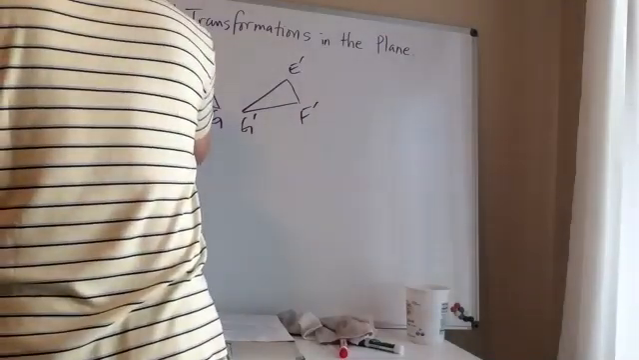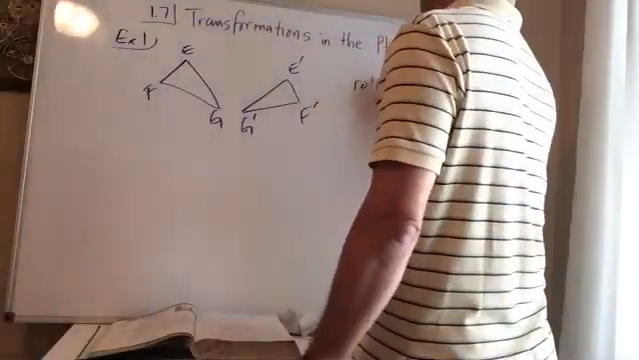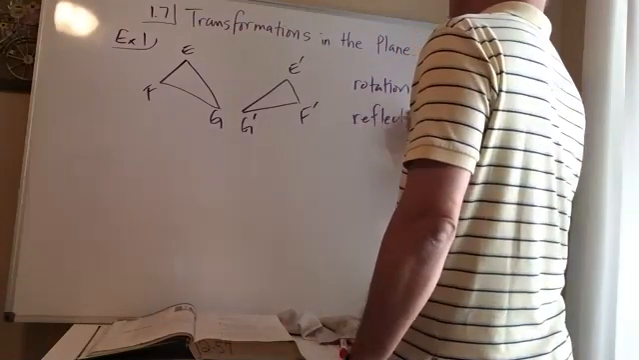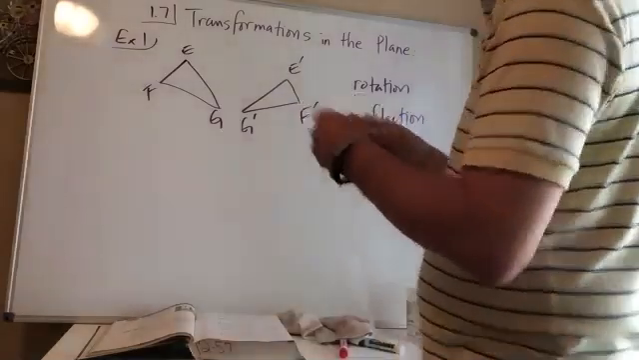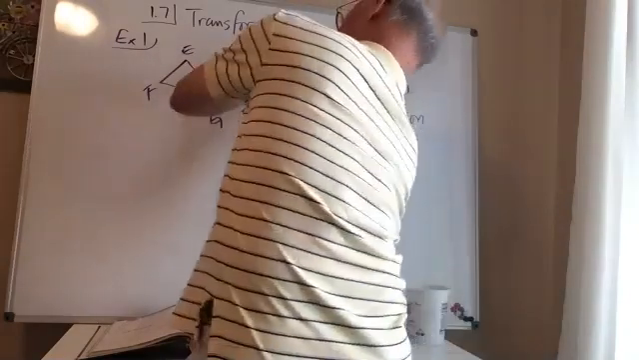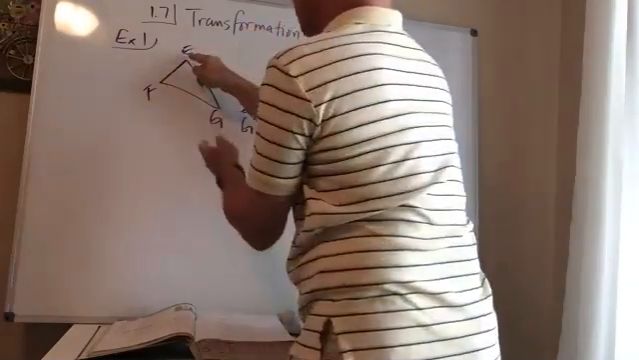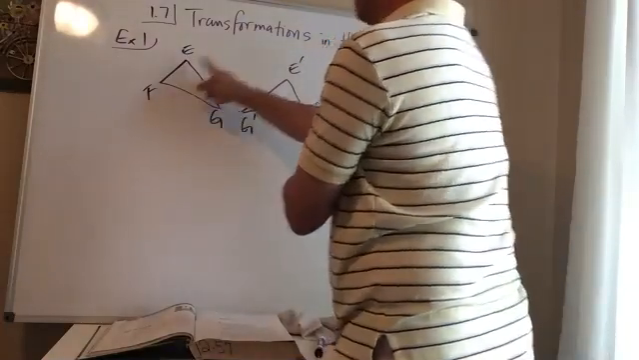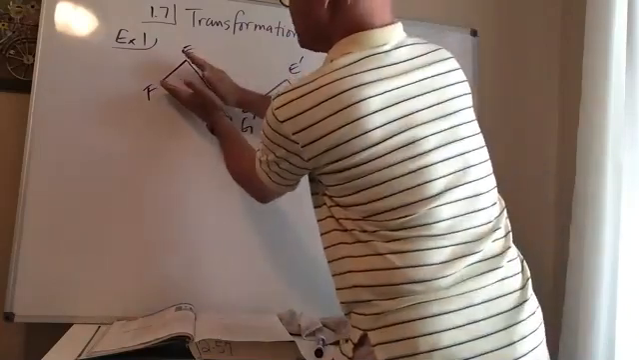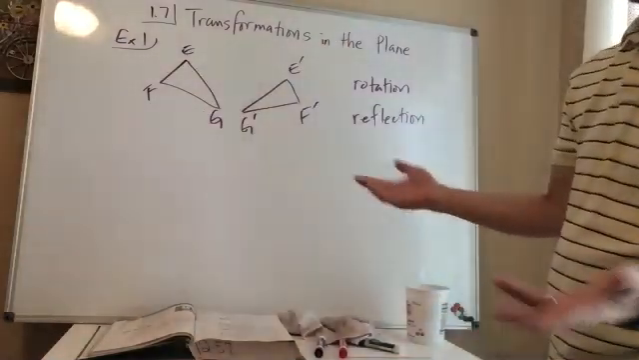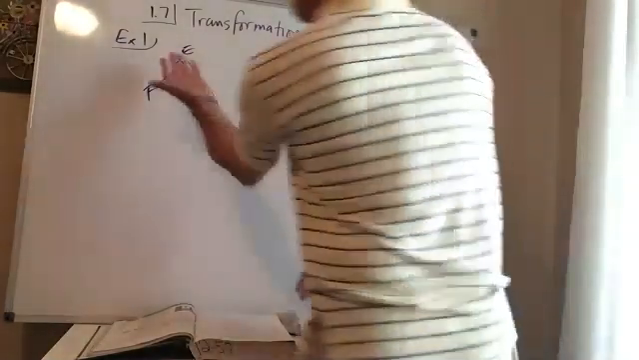We know that it's not a translation. So the question is whether it's a rotation or a reflection, right? So if this was a rotation, I would have taken this and I would have rotated this around like that, where E, which is over here, would actually end up over here. And F prime would end up over here. Can you see that? If I rotate it across, it would rotate like this. Okay? So obviously it's not a rotation either. Okay? And actually what it is, it's a reflection.